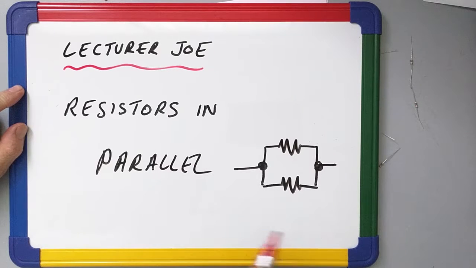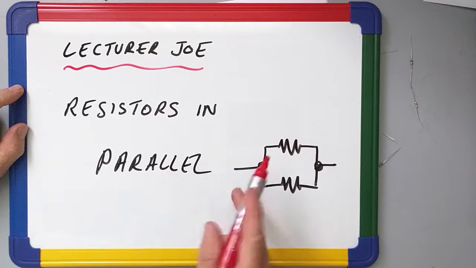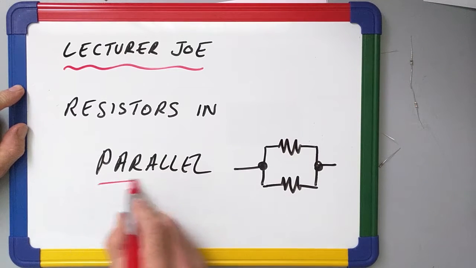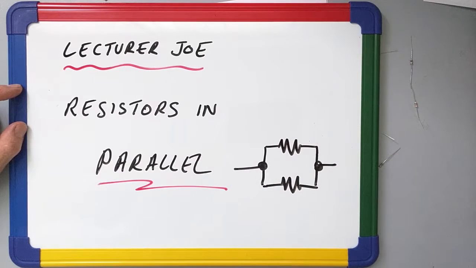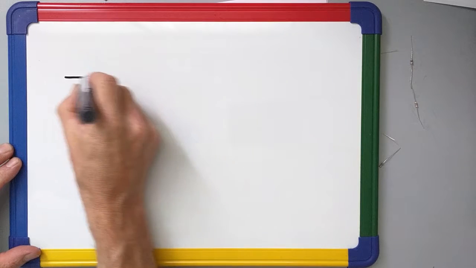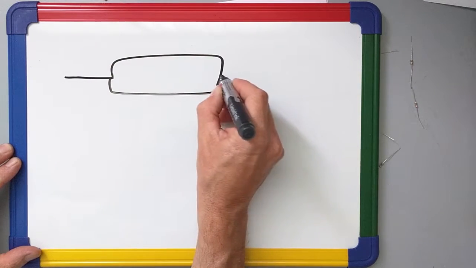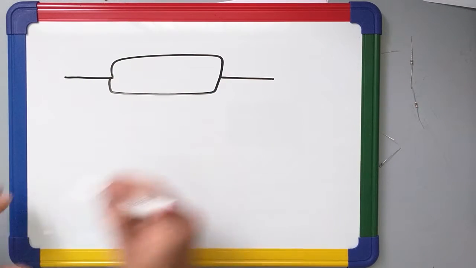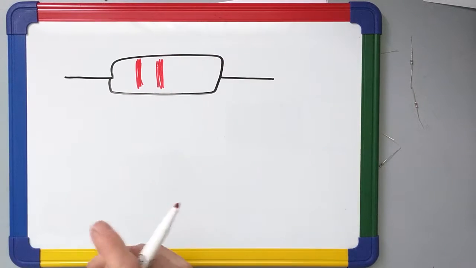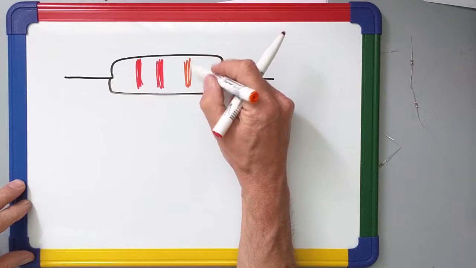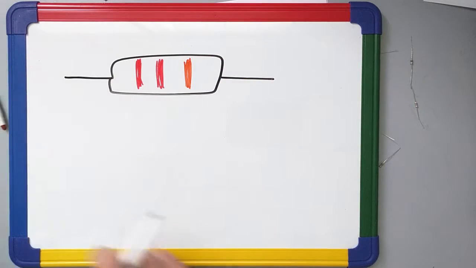Today we're going to be looking at how to do some calculations with resistors in parallel. So that's where we've got two resistors which are connected side by side. You guys know what a resistor looks like, something like this, and it's got some stripes on it usually. Colored stripe there, maybe another colored stripe there, maybe an orange stripe there.